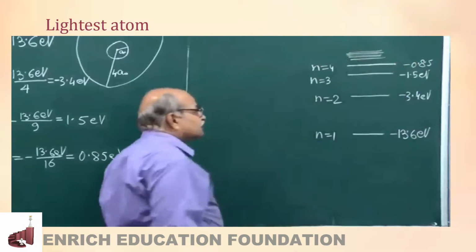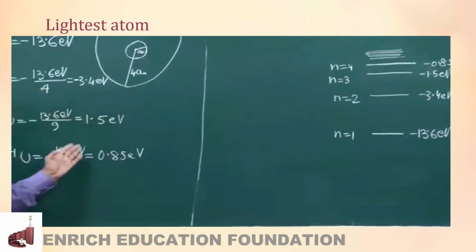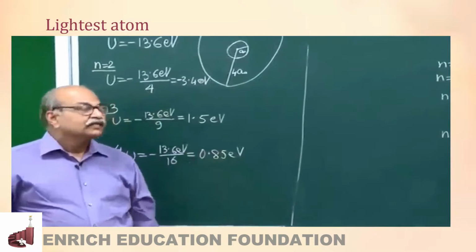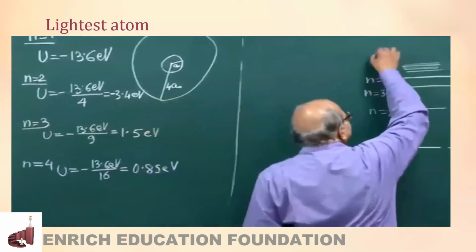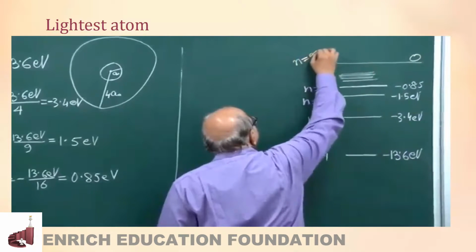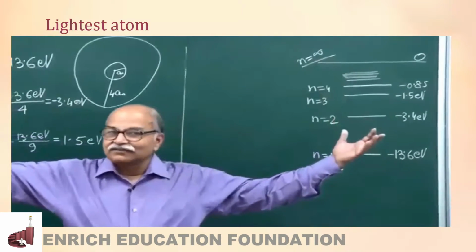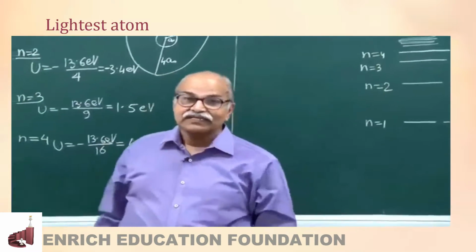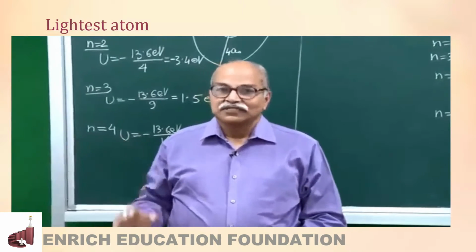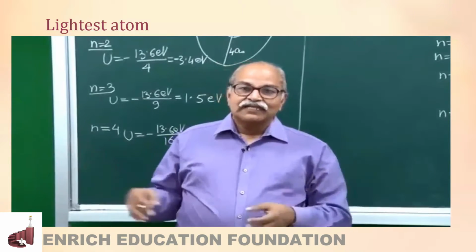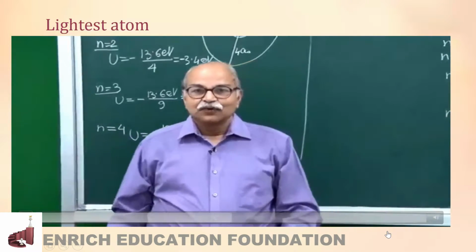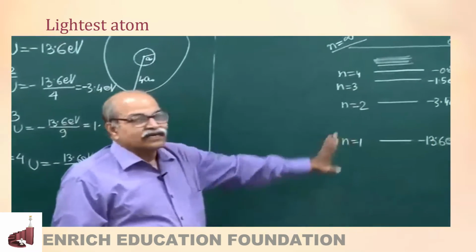So this way it will increase. And when n is very large, say infinity, then minus 13.6 divided by n square becomes 0. So this 0 corresponds to n equal to infinity, and that means the radius is very, very large compared to the Bohr radius. That means this electron has gone out. It is not bound to the proton. So that system where electron and proton are widely separated, that energy we are taking as 0, and with respect to that all these energies are given.